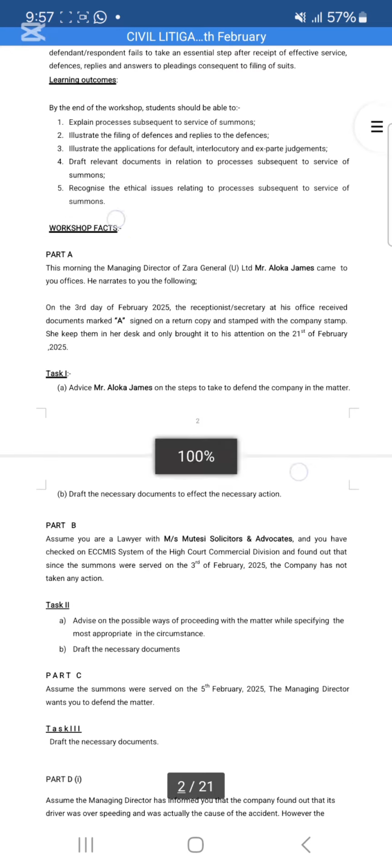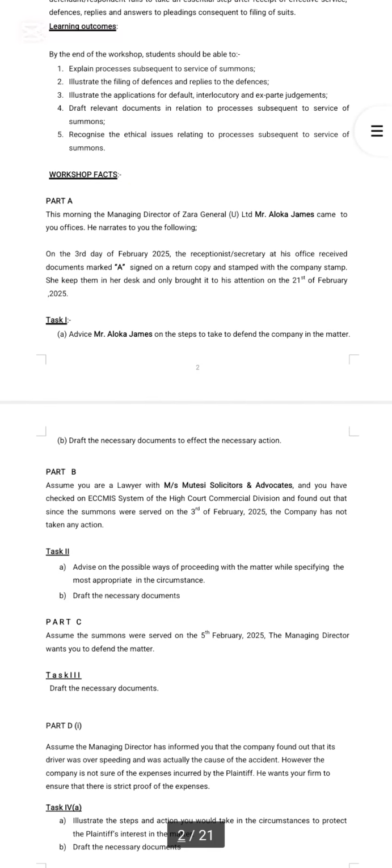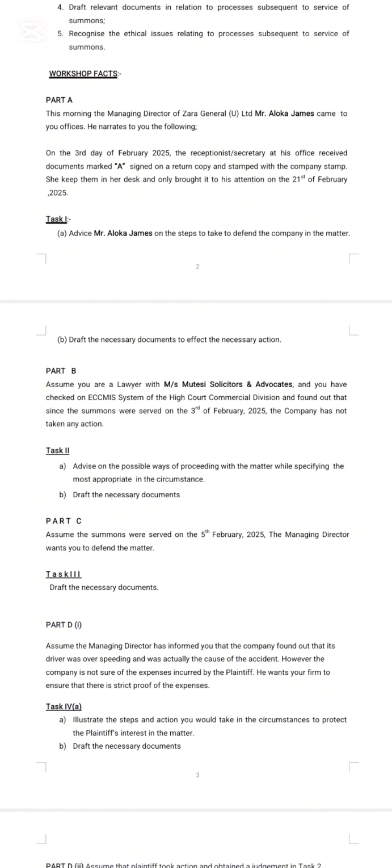So the remedy we are going to go for here: advise Mr. Oraka on the steps to take to defend the company in the matter. You have to seek leave to file a defense out of time. That's how you can proceed, because already, like the way we have analyzed it, we can see that the person was served summons on 18th. So draft the necessary documents, effect the necessary actions.